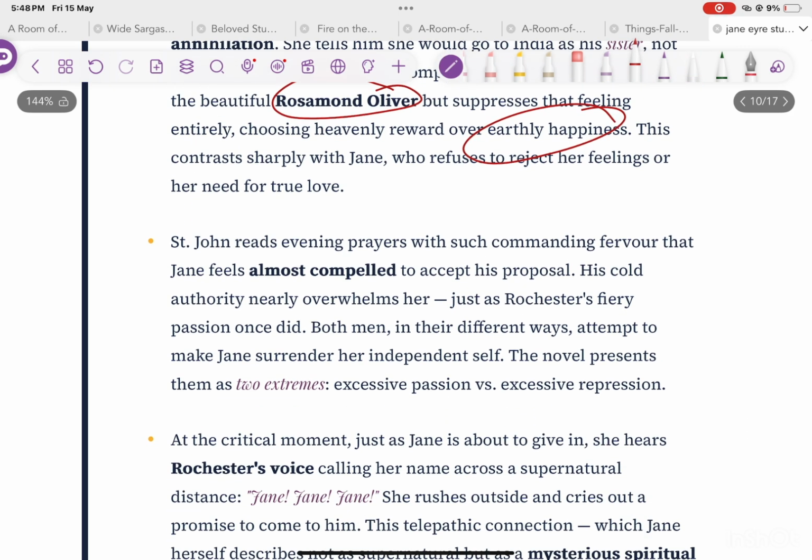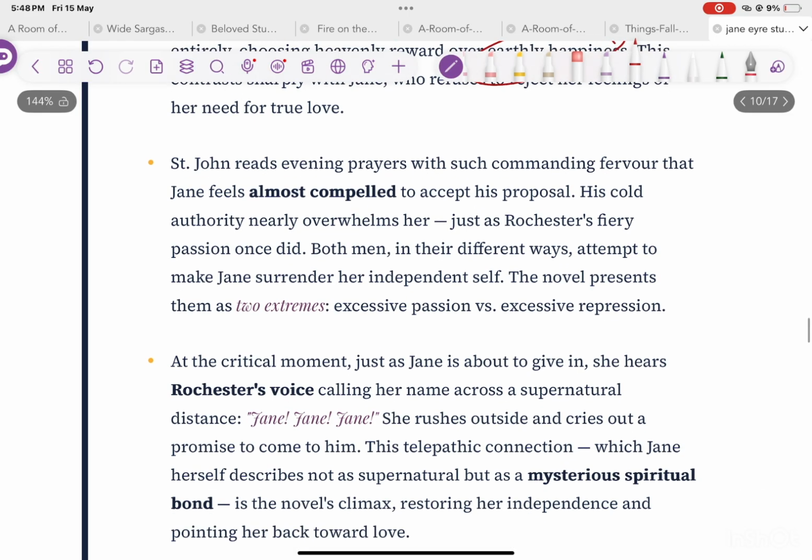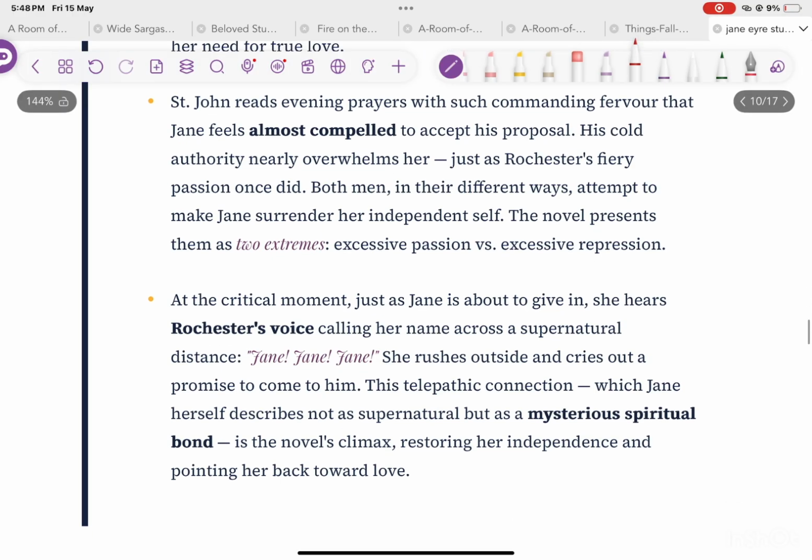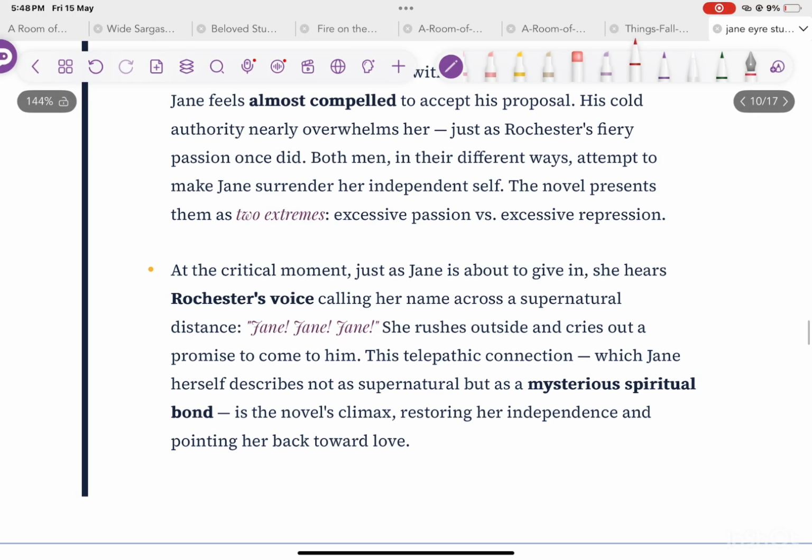Basically, this contrasts sharply with the Jane who refuses to reject her feelings or her need for true love. Now, St. John reads evening prayer with such a commanding fervor that Jane feels almost compelled to accept his proposal. His cold authority nearly overwhelms her. Now she is compelled, just as Rochester's fiery passion once did, both men in different ways.